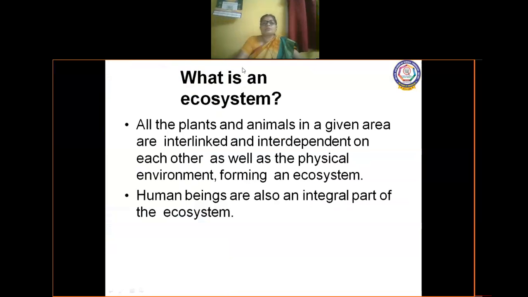Now, what is an ecosystem? In an ecosystem you learn how plants and animals are interdependent or interlinked. Without each other, they cannot survive. So they are totally interdependent in a particular area, and they are so close to each other's development too. The physical environment helps these lives survive. So it's called an ecosystem, and human beings are part of it, as they are the intelligent animal. They have dominated the other lives in this ecosystem.